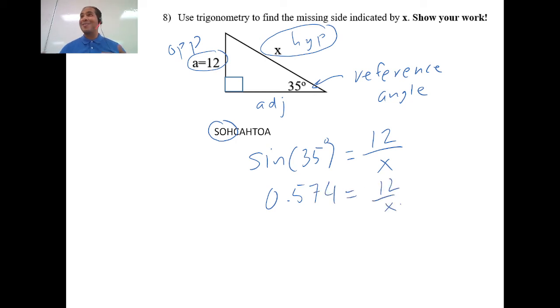Now we learned in our Getting Tricky With It video that when our x is down below, x and that 0.574 are going to switch. There is some algebra behind it, but we're trying to make it a little easier for you today. 12 divided by 0.574. The algebra is you multiply by x on both sides and divide by 0.574, and then that'll get your x by itself. We'll jump back over to Desmos to do that division.